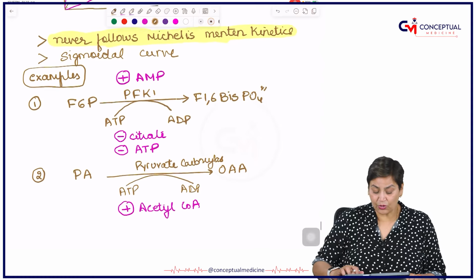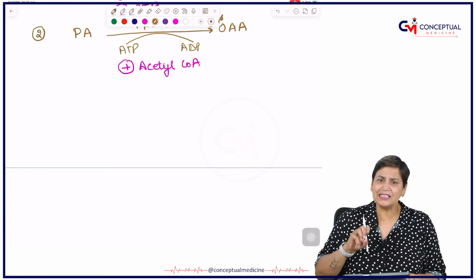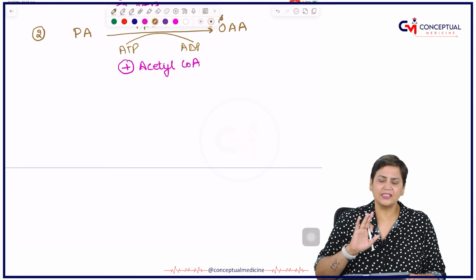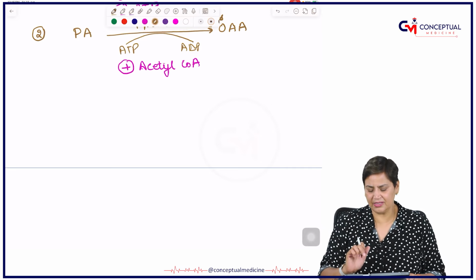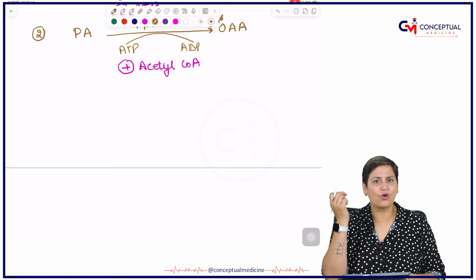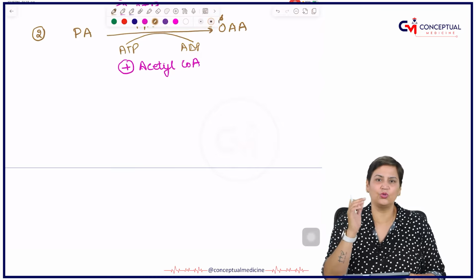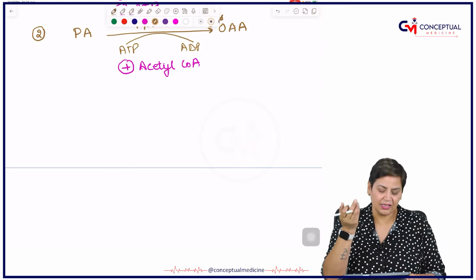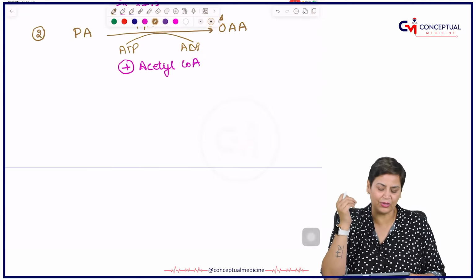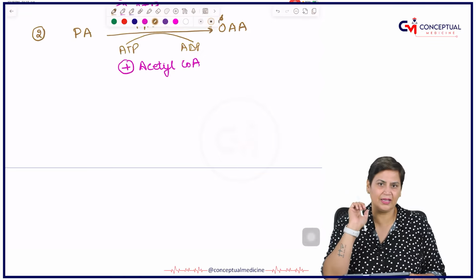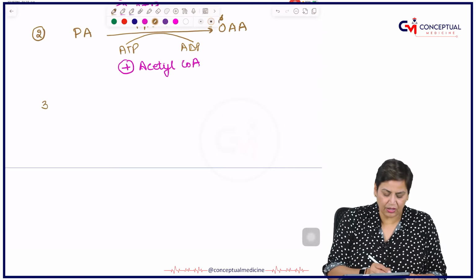Now, just now I told you that it is an example of feedback inhibition also. So what is this feedback inhibition? It is simply inhibition of the enzyme by the product. Whenever a product starts increasing in concentration, it starts inhibiting its own production. This is a simple universal law, also known as product inhibition, or allosteric inhibition. There are numerous examples of feedback inhibition.